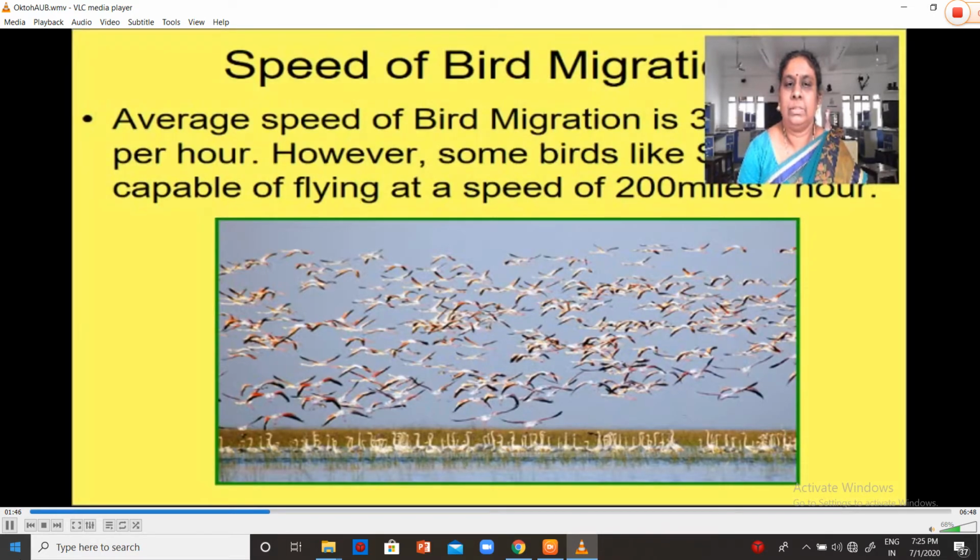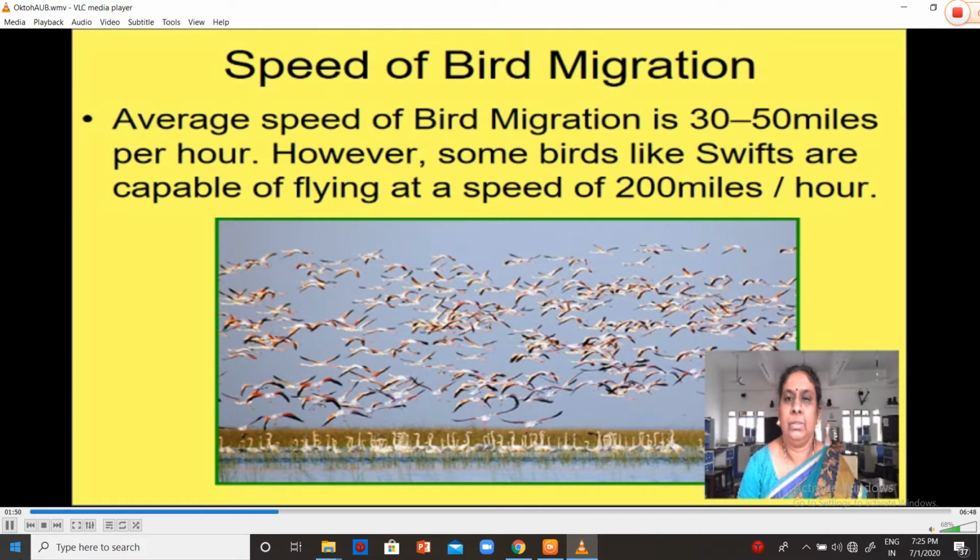Speed of bird migration. The average speed of bird migration is 30 to 50 miles per hour. However, some birds like swifts are capable of flying at a speed of 200 miles per hour.